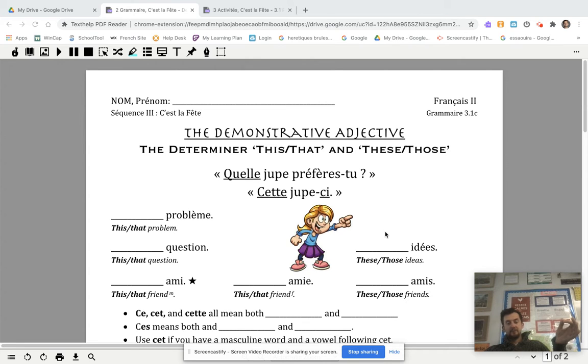D'accord? Now, once you've done that, we can get into defining this and that. Because here's the thing. The difference between this and that doesn't really exist in French, at least not the way that it does in English. There's not a separate word for this and that. I mean, think of how tough that would be to have a word for this in both the masculine and feminine and plural. Well, not plural because that's these and those. And a word for that in both the masculine and feminine. So they only have one word that means both this and that. But we have to learn the different masculine and feminine forms.